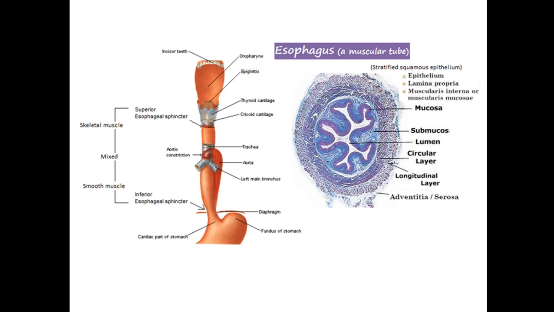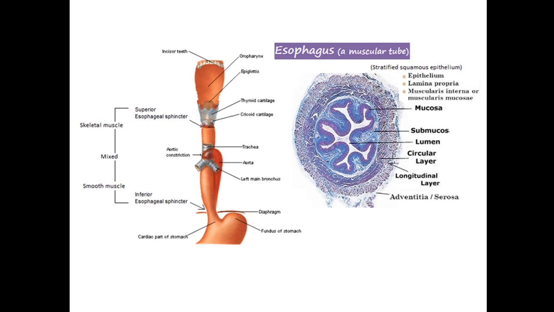For our convenience, we divide the esophagus into cervical, thoracic, and abdominal parts. There are three narrow points or anatomical constrictions in the esophagus. The first constriction is the upper esophageal sphincter, which lies between the pharynx and the cervical esophagus, and mostly the upper esophageal sphincter is formed by the cricopharyngeus muscle.